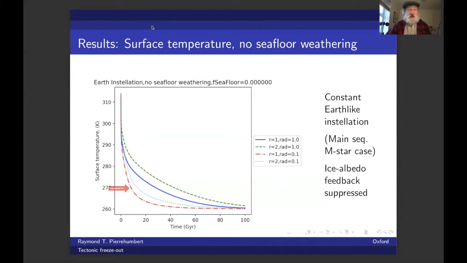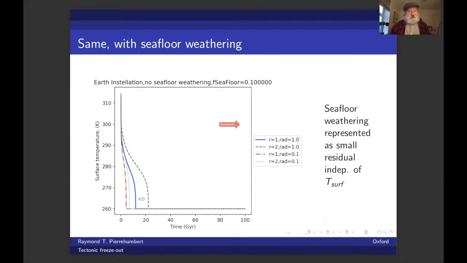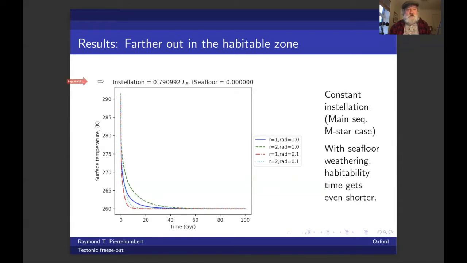So now let's take a look at what happens when we turn on the seafloor weathering. Seafloor weathering allows the last bits of CO2 to be sucked out of the atmosphere in cold conditions, leading to these rather dramatic cliff-like features that limit habitability time to about 20 billion years in the most favorable case, down to well under 5 billion years in the cases with depleted radionuclides. So now if we look further out in the habitable zone, to where the insolation is maybe 80% of Earth-like insolation, you constrict the habitability time quite severely, even in the case where the seafloor weathering is not taken into account.